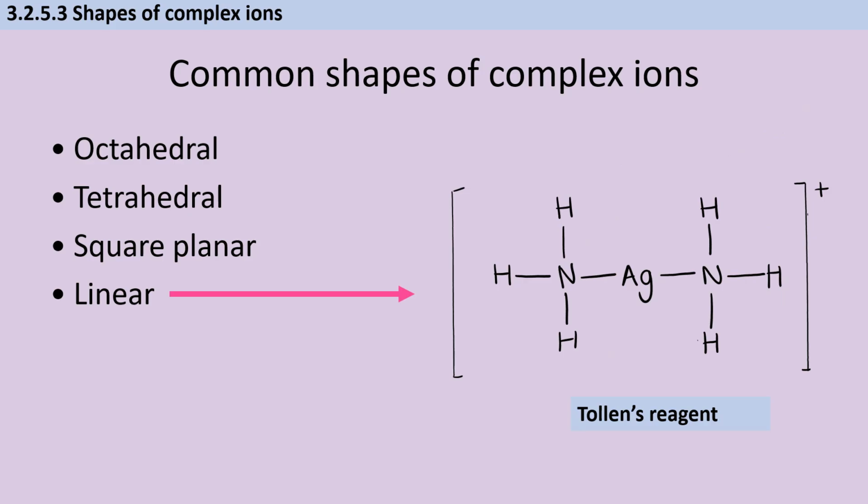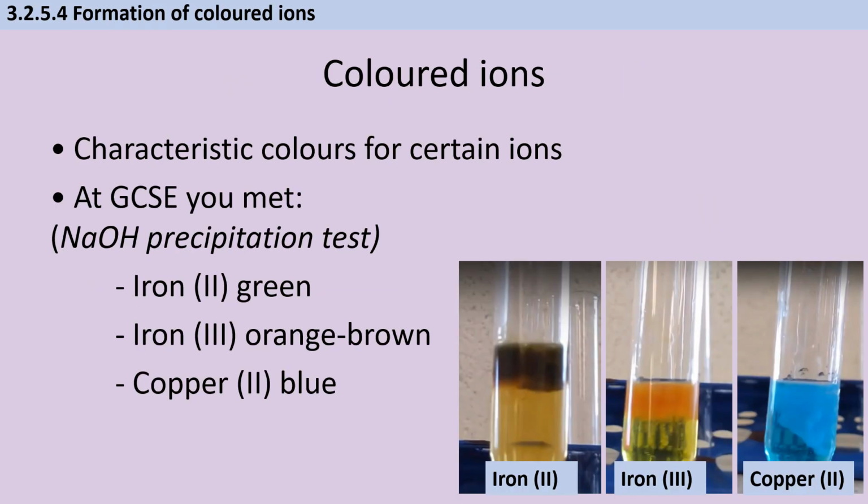The final shape that you need to know about for complex ions is linear, and a good example of this is Tollen's reagent, which you encountered as a test for aldehydes. Transition metal compounds have characteristic colours. At GCSE, you met the sodium hydroxide precipitation test, which gives a dark green iron 2 hydroxide precipitate, a rusty orange-brown iron 3 hydroxide precipitate, and a blue copper 2 hydroxide precipitate.